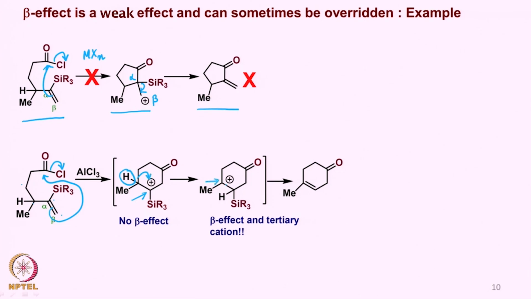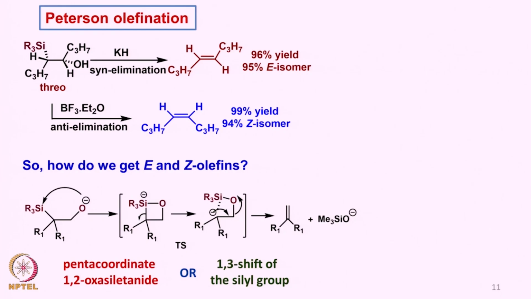Now this tertiary cation, as you can see, is not only a tertiary cation but is also now beta. This is alpha and this is beta. Here it is beta to the carbon silicon bond, and therefore now it has a double stabilization, and then the loss of silicon carbon bond occurs and this product is formed. So, this is a very interesting example where the beta effect of the silicon can be overridden.